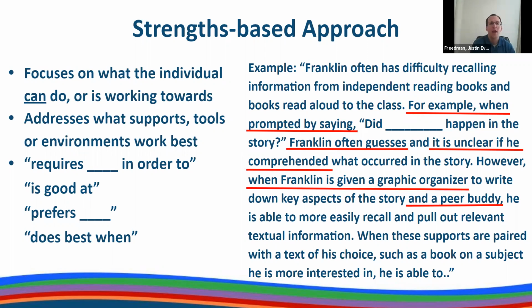Later on, it describes tools or support. When Franklin is given a graphic organizer, when Franklin has access to a peer buddy, we're describing supports. When these supports are paired with a text of his choice, so when he has a preference that we acknowledge, he is able to demonstrate that skill maybe partially or more completely. So here, compared with the last slide, we're describing Franklin in a way that acknowledges when we give the supports to the student, when we change the environment, it allows the student to be able to demonstrate what they are good at and how they work best.